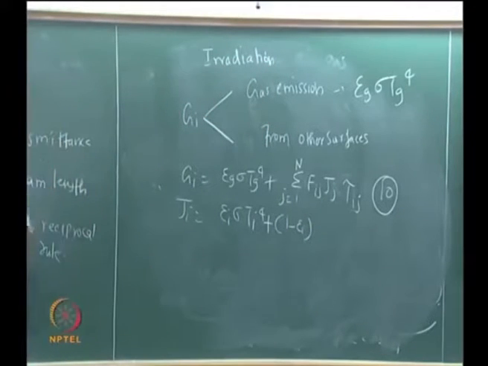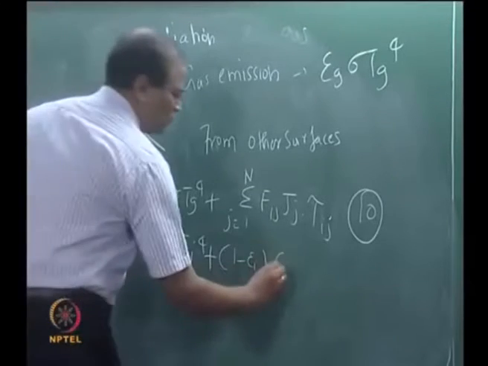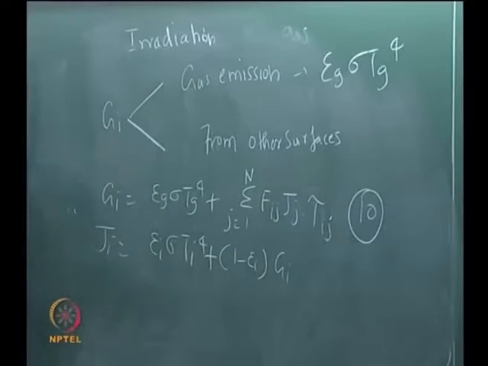Now J, one minus epsilon i, Gi, correct?